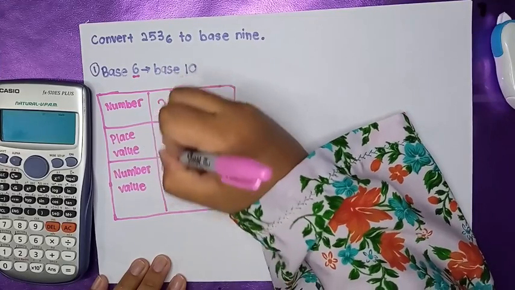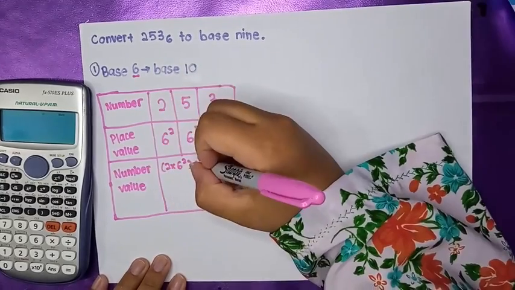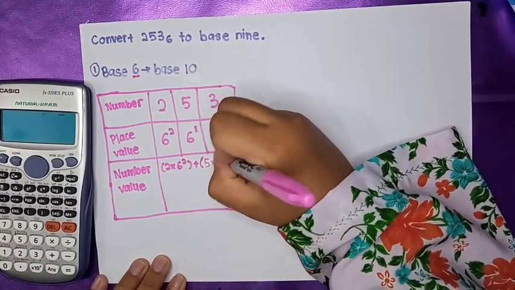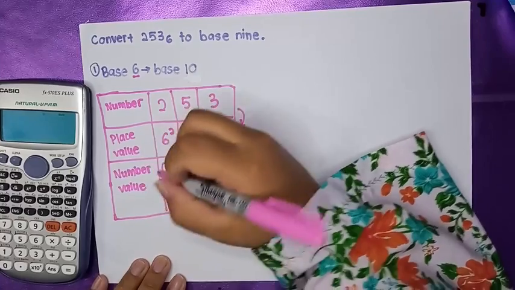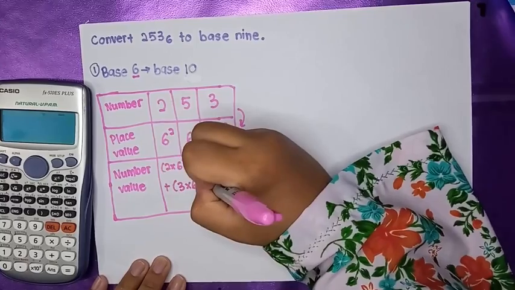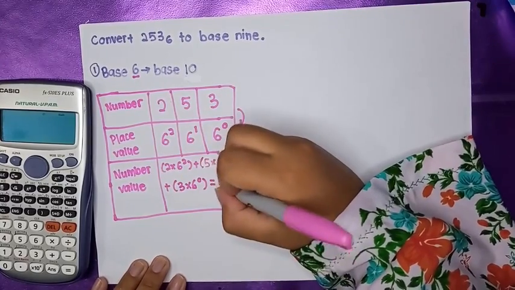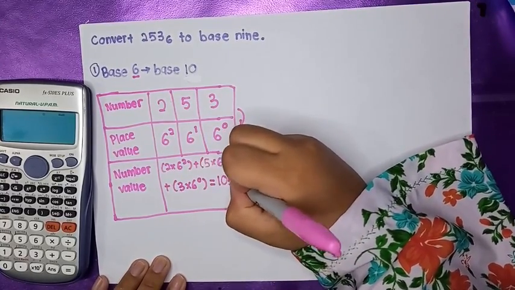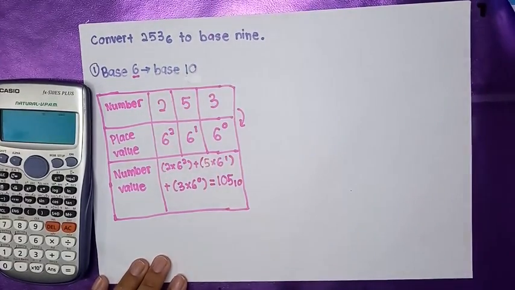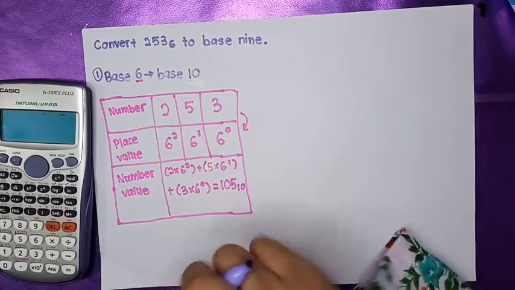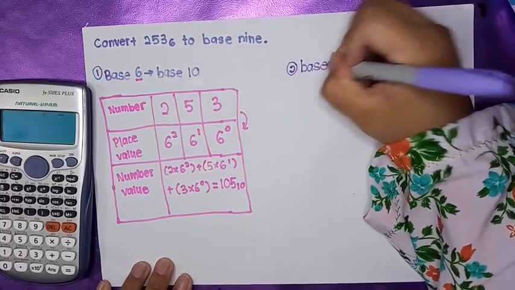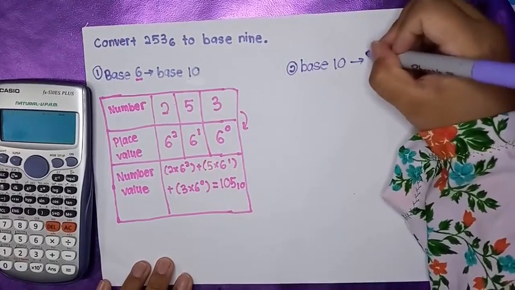2 times 6 power of 2 plus 5 times 6 power of 1 plus 3 times 6 power of 0, and then we get the answer 105 base 10. We already converted into base 10. For the second step, we convert base 10 into base 9.